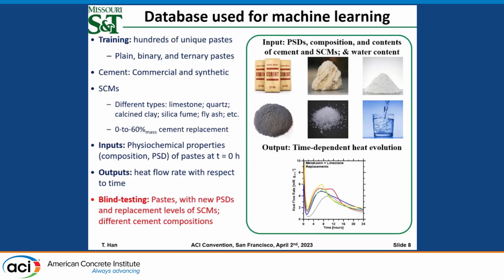So in our study, we have a small database, containing hundreds of data records, but it's highly diverse. In that database, we have commercial and synthetic cement. We have more than 10 SCMs, basically including all the common SCMs. The input is the physicochemical property of your SCM and your cement. The output is the heat flow rate during the hydration reaction.